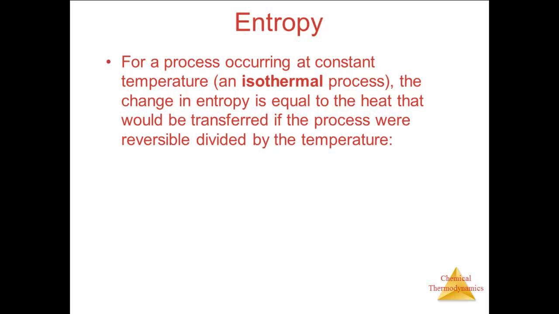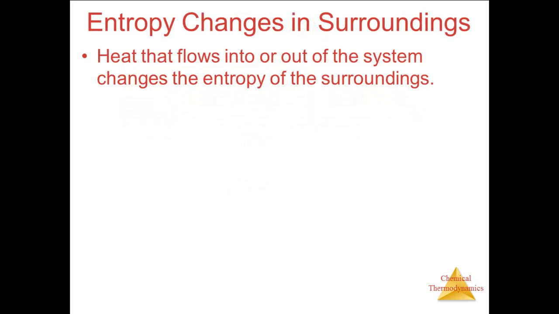Rudolf Clausius defined the entropy change at constant temperature as the heat that would be transferred by a reversible process divided by the temperature at which that transfer occurs. That is, delta S equals Q reversible over T. Heat that flows into or out of the system changes the entropy of the surroundings as well as the entropy of the system.